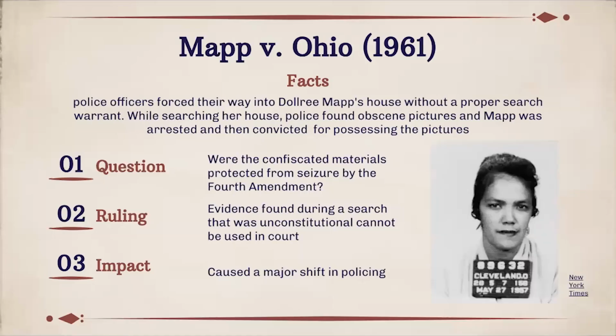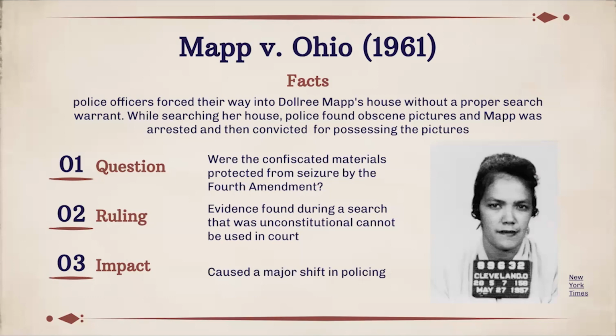The first case we're going to look at is Mapp v. Ohio. This took place in 1961. This is a case that originated in, you guessed it, Ohio, when police officers forced their way into Miss Mapp's house without a proper search warrant. They did this because they believed that she was harboring a suspected bomber, and so they demanded entry. But they did not have a warrant, right?